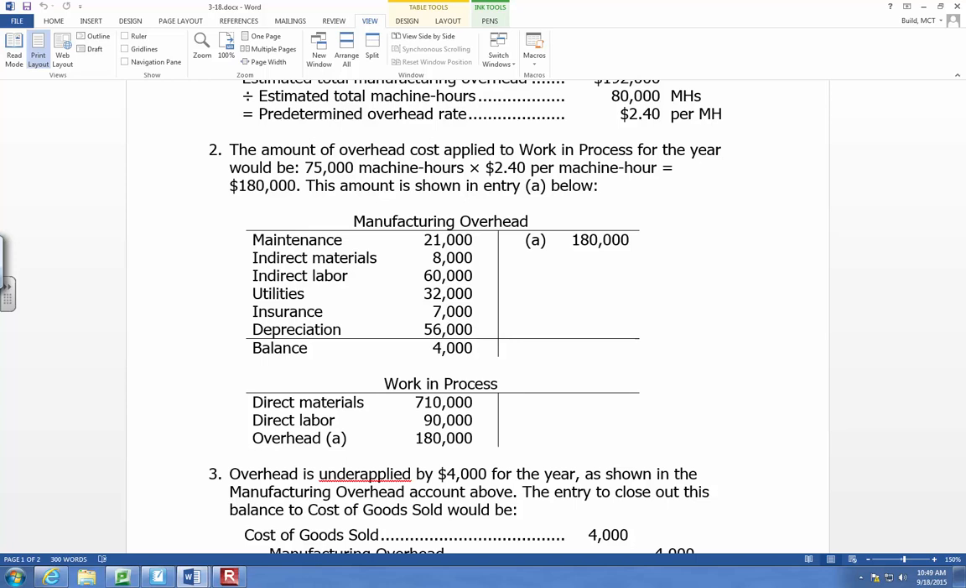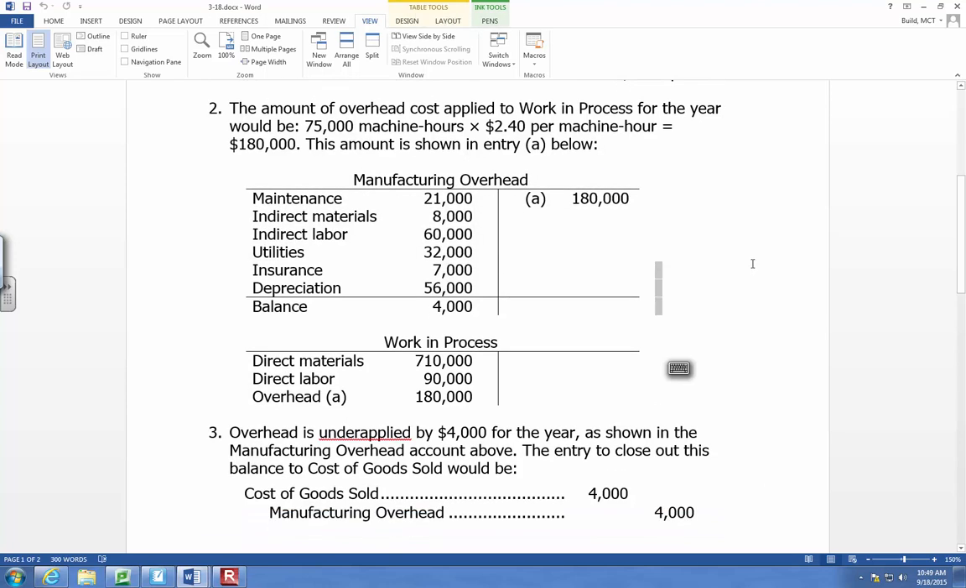The journal entry is +3, and you have to use the word under applied somewhere for +1. So that gives you 10 points in total on the problem.